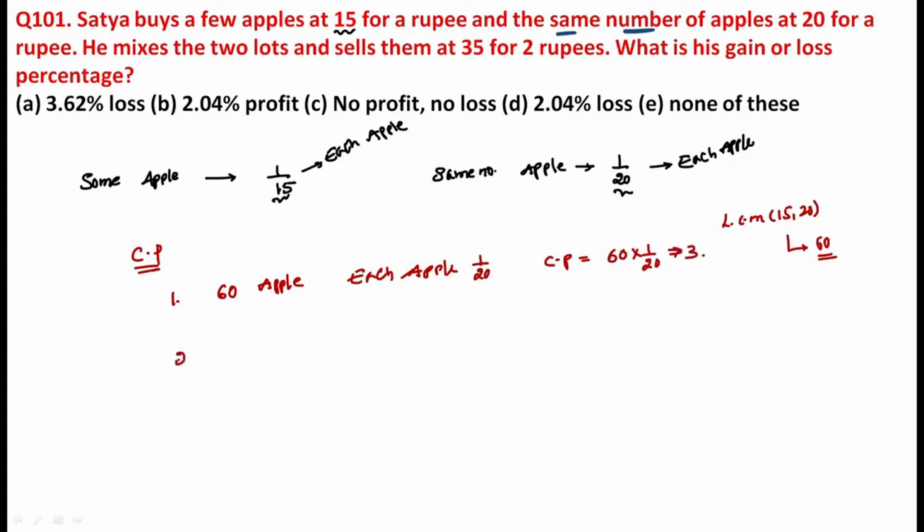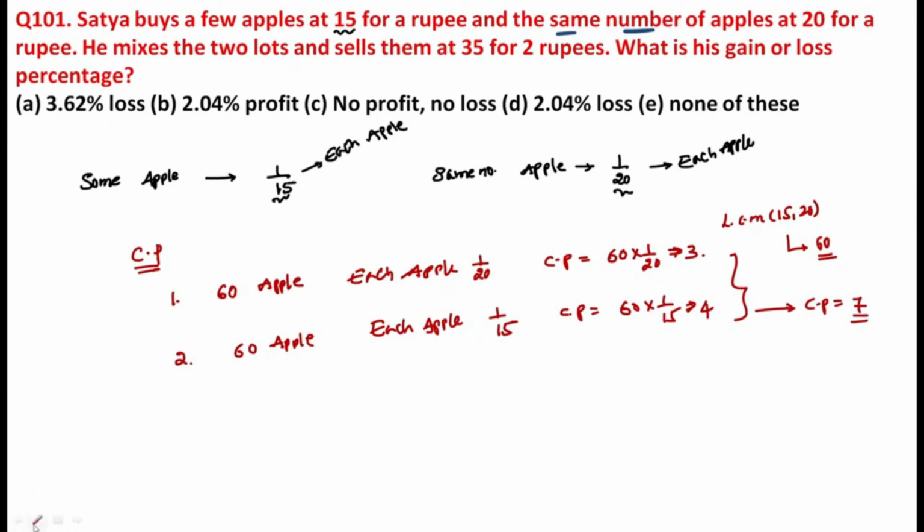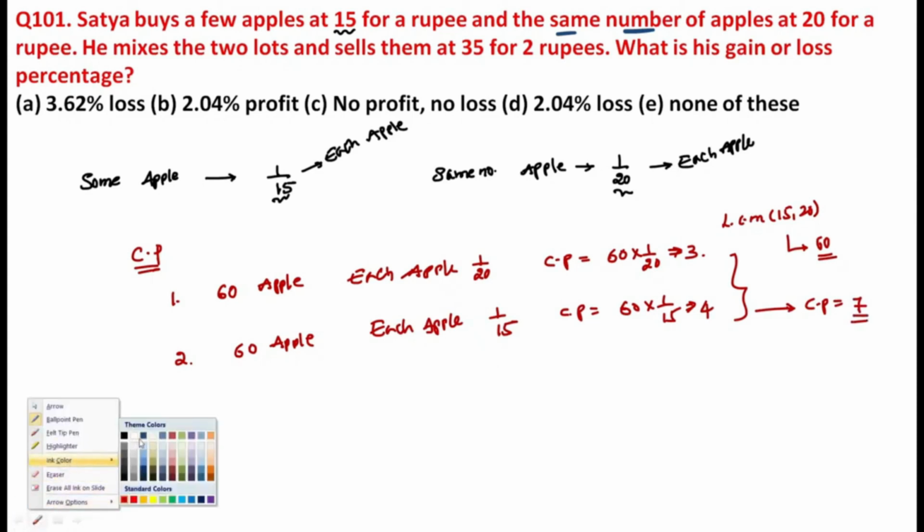Now the same number of apples again, 60 apples here, and each apple price is 1 by 15. Now the cost price becomes 60 into 1 by 15, and that is 4. Now you can get that the total cost price is exactly equal to 7 rupees. So the total number of apples is 120.